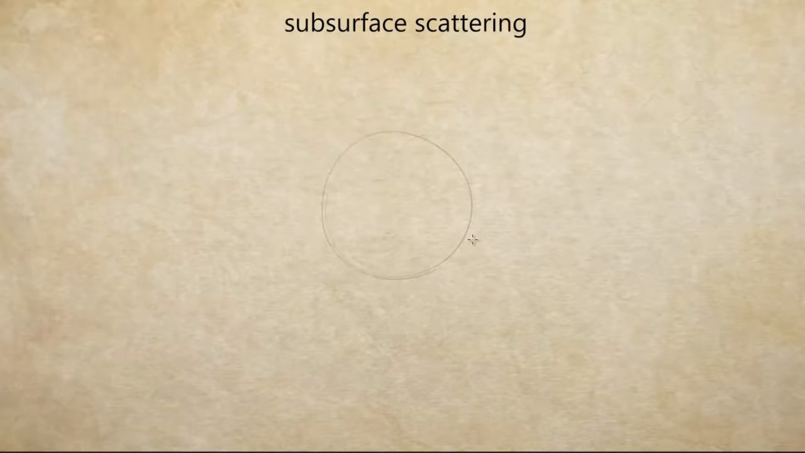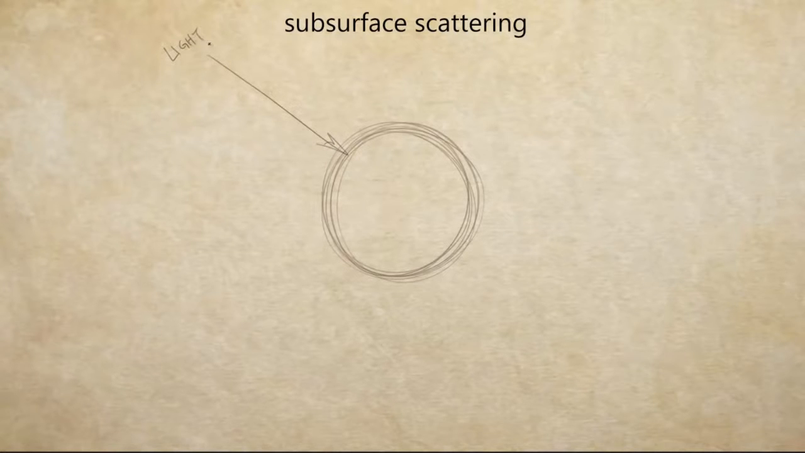Okay, so now I want to talk about subsurface scattering. Normally, let's say we have a ball, and it's very solid. Light is coming from here, it comes down and hits the object, and we get our separation of light side and shadow side, just like what we've talked about all this time.